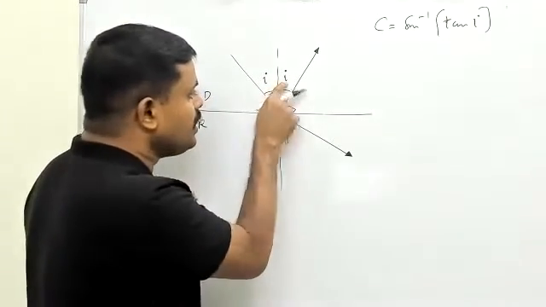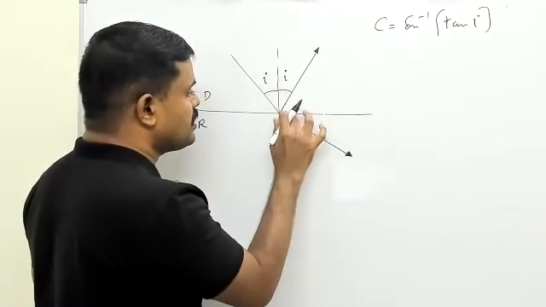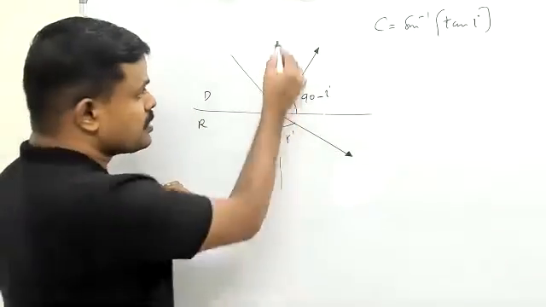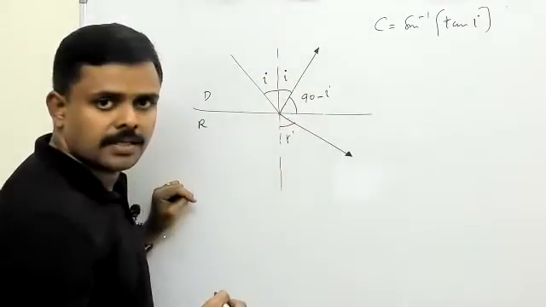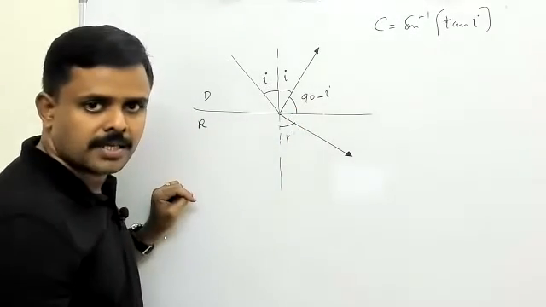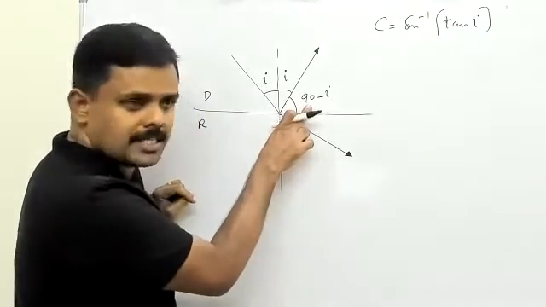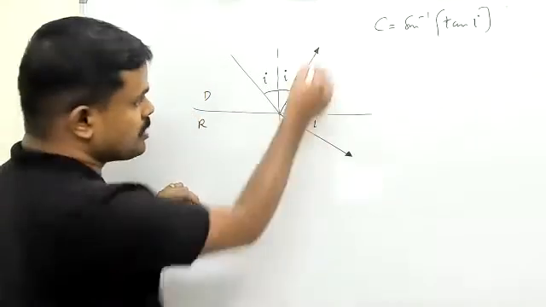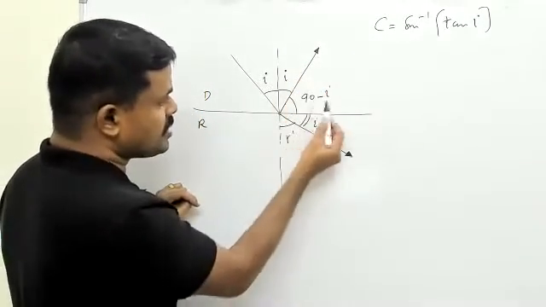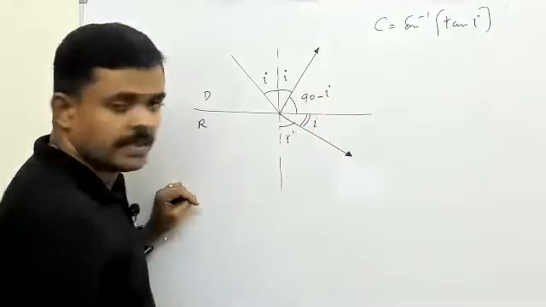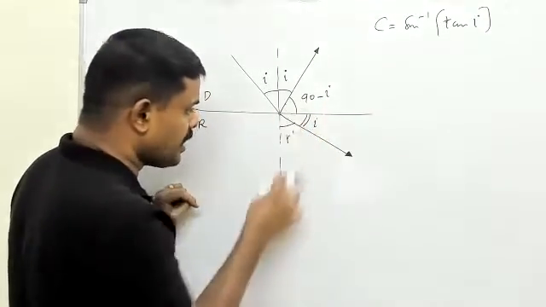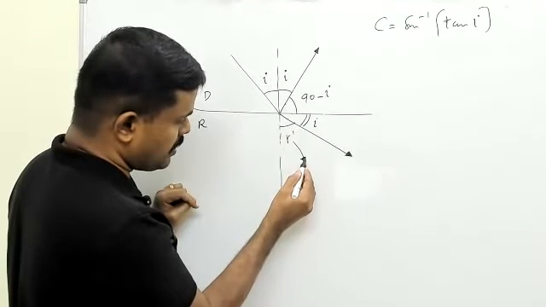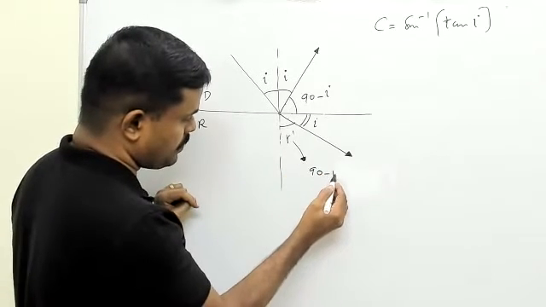If that is I, what is this angle? It is 90 minus I. Why? Because this is 90, out of which this is I. So this angle has to be 90 minus I. If that is 90 minus I, this has to be I, because this is 90. If this is I, this angle is 90, no? So this must be 90 minus I.